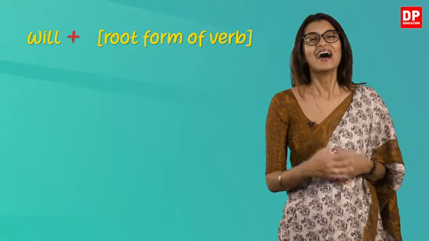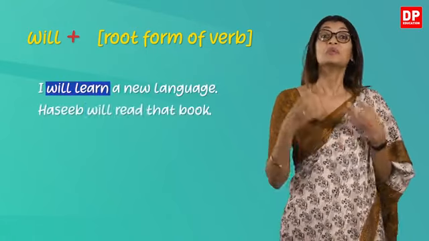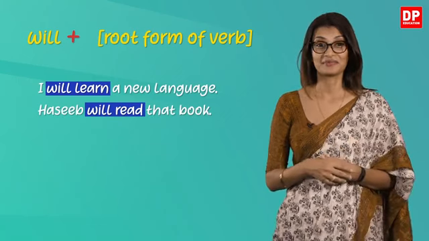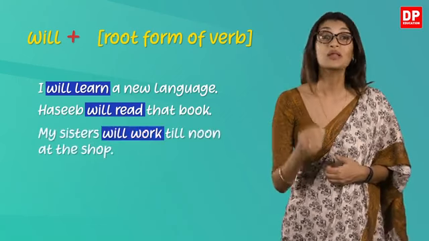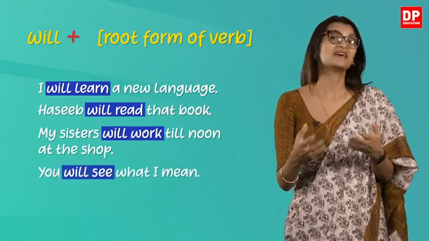So, how do we form the simple future? The formula is simple and one that you would have noticed before in the examples given. It's will plus root form of verb. I will learn a new language. Hasib will read that book. My sisters will work till noon at the shop. You will see what I mean.